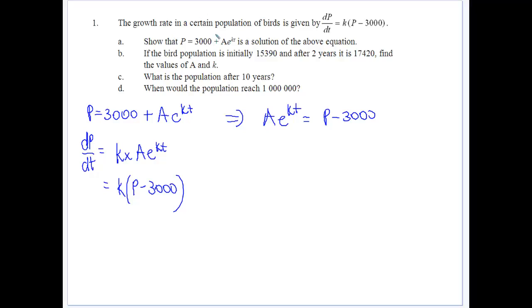So we've got a growth rate of a population of birds given by dp/dt equals k(p minus 3000). So show that p equals 3000 plus a e to the kt is the solution of the above equation. Well, if we start with p there, differentiate it, we get k times a e to the kt, because the 3000 differentiates to 0. a e to the kt can be written as p minus 3000, and so we can do our substitution there quite easily. So there's the first part done.